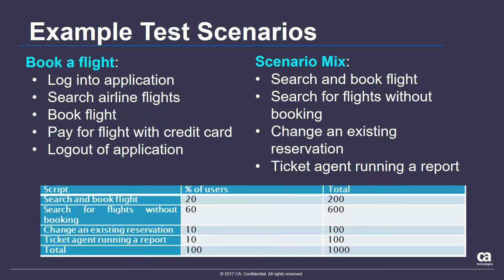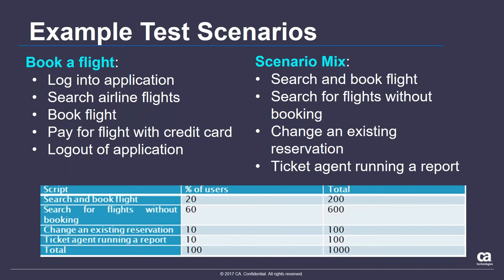But what you're trying to do is mix the scenario up so that it's a realistic way of how people will interact with your application. So if you look at the bottom, you are creating a bucket of users who are trying to do certain types of activities for the same business scenario. So 20% of the users could be searching and booking a flight. These are the guys who want to make sure they get the flight and try to complete the transaction in the first go.